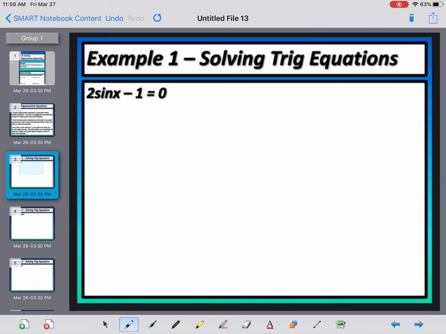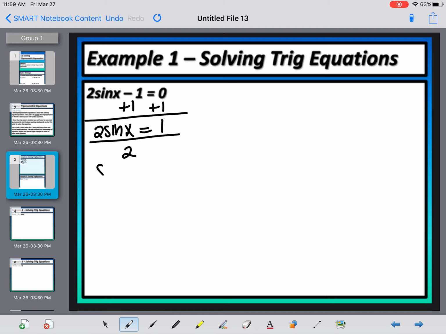So the trig expression that I have here is sine. So I'm trying to get sine by itself. So I'm going to add 1 and divide by 2. Okay, so now I'm trying to solve sine of x equals 1/2.